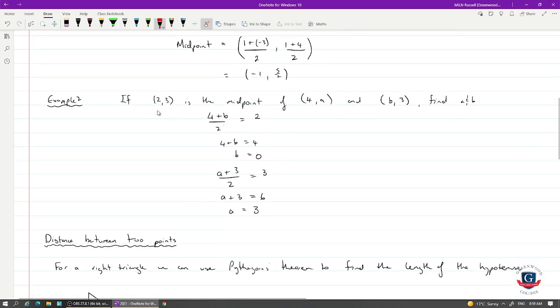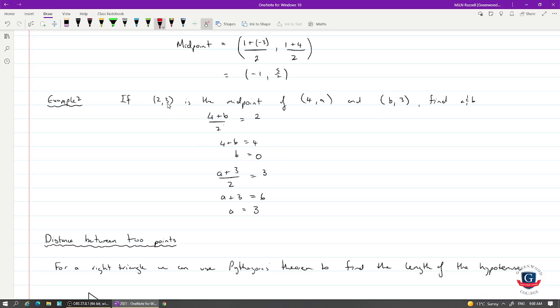If 2, 3 is the midpoint of these two coordinates, find A and B. Okay, so if 2, 3 is the midpoint, 2 must equal 4 plus b divided by 2, which is what I've written here. 4 plus b divided by 2 must equal 2. Simplifying this, multiplying both sides by 2 gives us 4 plus b equals 4. Subtracting 4 from both sides, b equals 4 minus 4, which is 0. So we now know b, we know this value here.